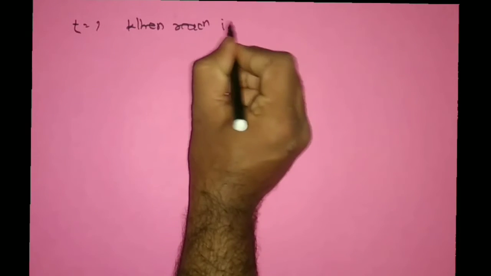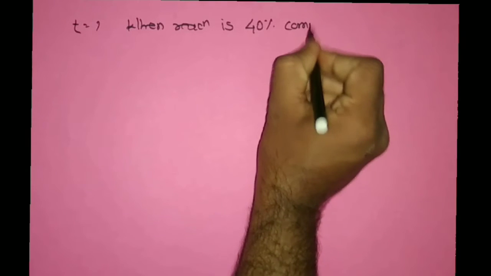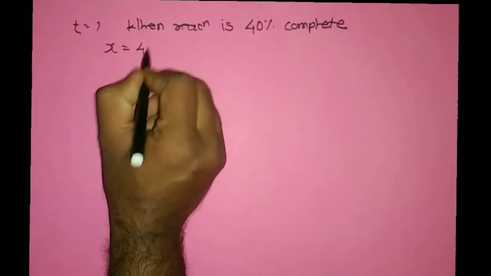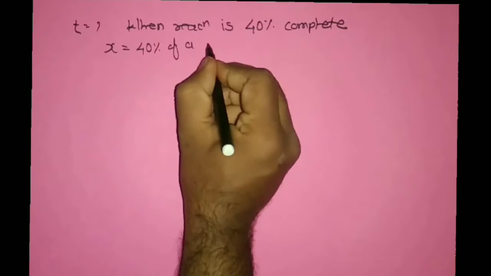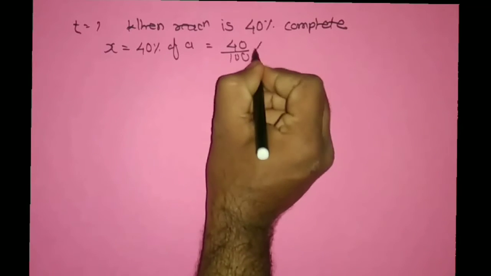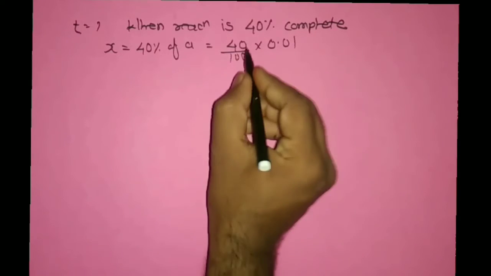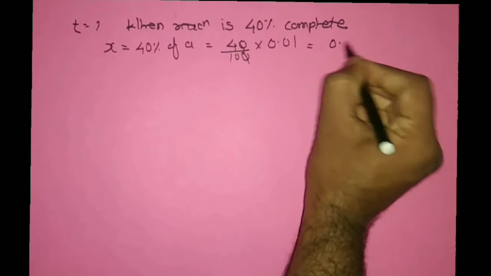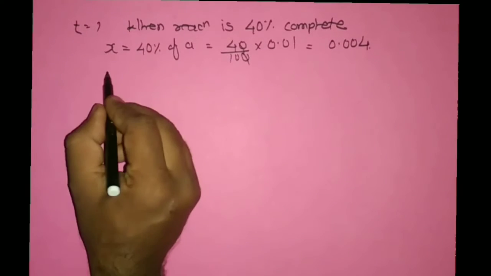When reaction is 40% complete, that is formation of product is 40% of initial concentration of reactant, that is 40 upon 100 into initial concentration of reactant, which is 0.01. So over here it gets cancelled, so it becomes 0.004. That is formation of product.